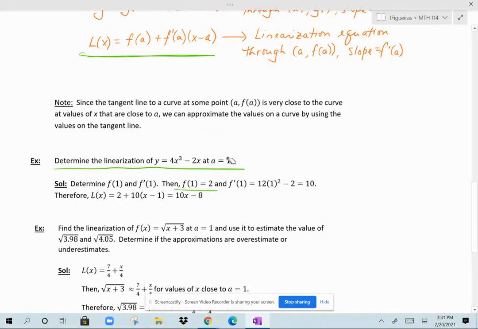And to find f prime, I have to take the derivative, so that'll be 12x squared minus 2. So I plug in 1 into that, and that gives me f prime is 10. So now I can plug it into this formula. So I get L of x is equal to 2, remember this is f of 1, plus my derivative, which is f prime, and that's equal to 10, times x minus 1. And when you take that equation and distribute the 10 and combine like terms, you get that your linearization is equal to 10x minus 8.